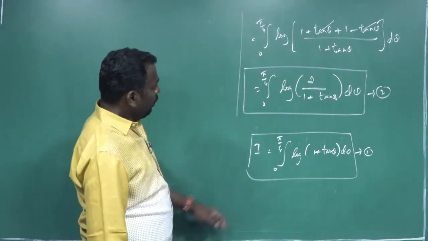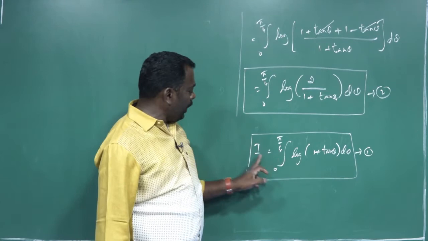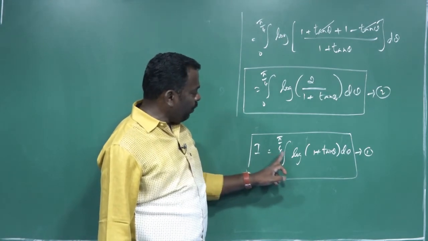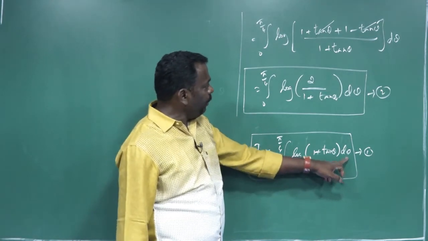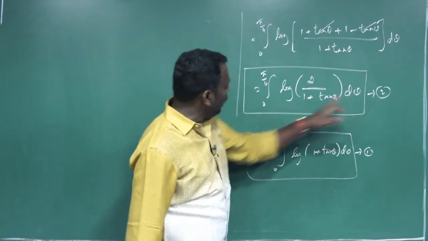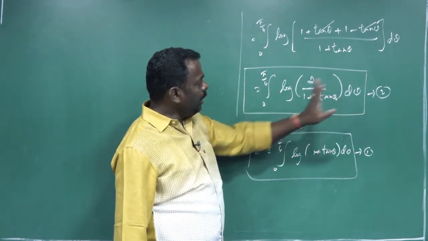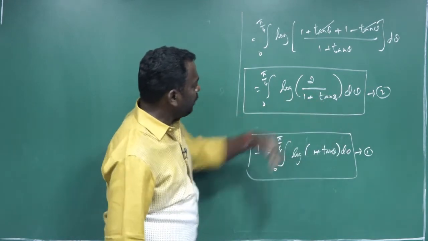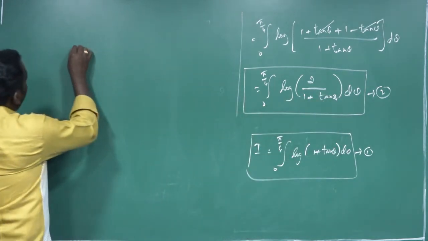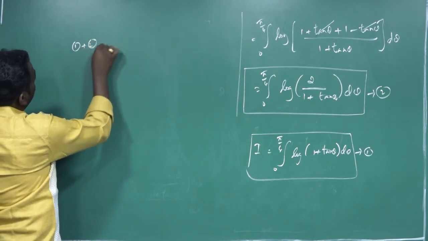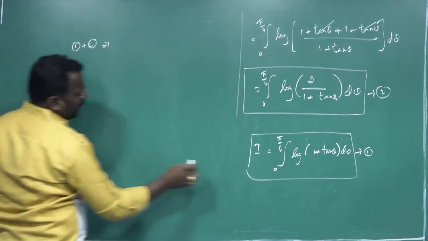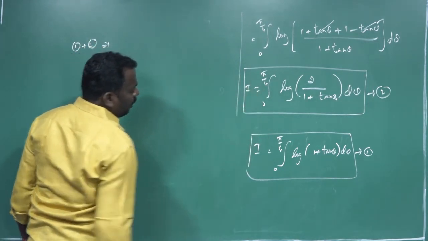Now, next line: we already obtained equation 1, which is integral 0 to pi by 4 log of (1 plus tan theta) d theta. Now we obtained equation 2, which is integral 0 to pi by 4 log of (2 by 1 plus tan theta) d theta. Now just add the first equation and the second equation. So adding 1 plus 2, the left hand side of both is equal to I.